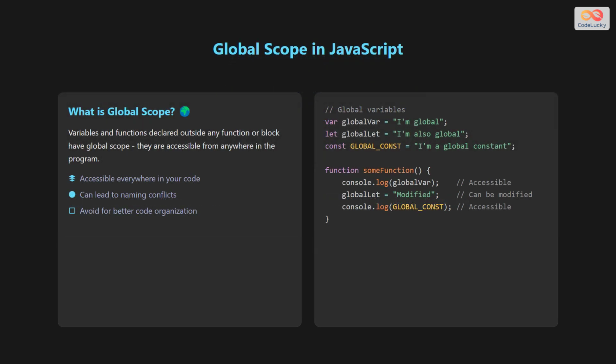Let's start with global scope. Variables and functions declared outside of any function or block are considered to have global scope. This means they can be accessed from anywhere within your program. They are accessible everywhere in your code. However, using global variables can lead to naming conflicts and makes it difficult to manage the overall structure of your code. Therefore, it's recommended to avoid using global scope for better code organization.